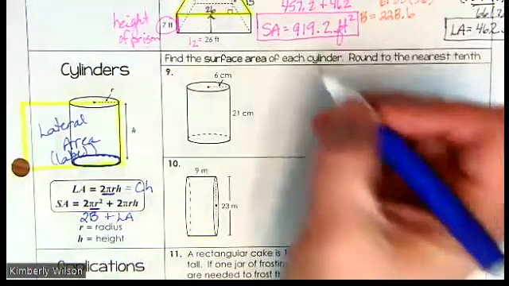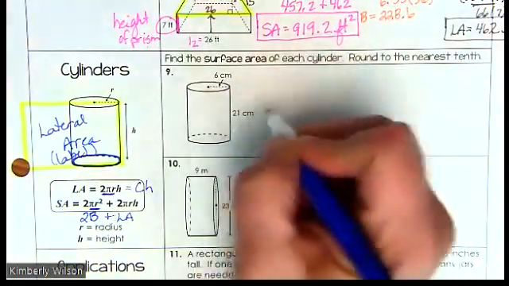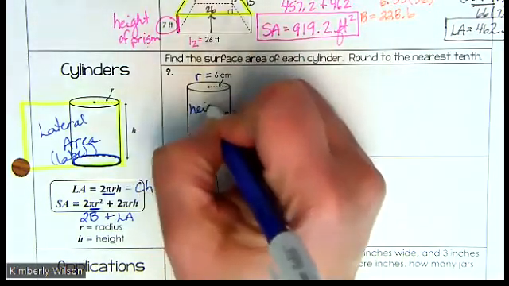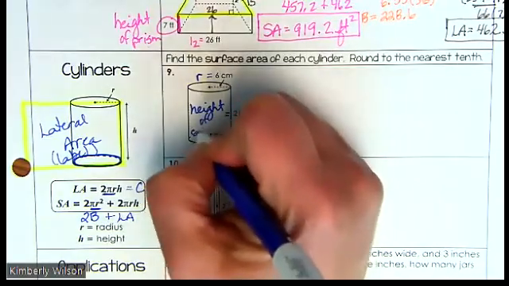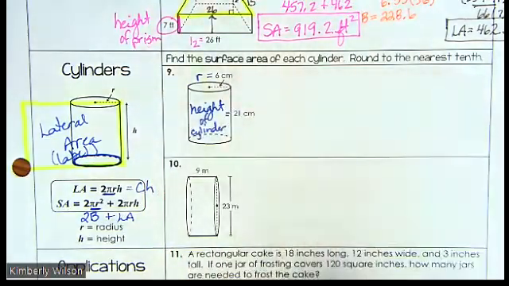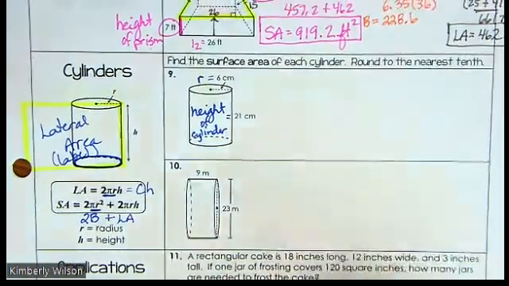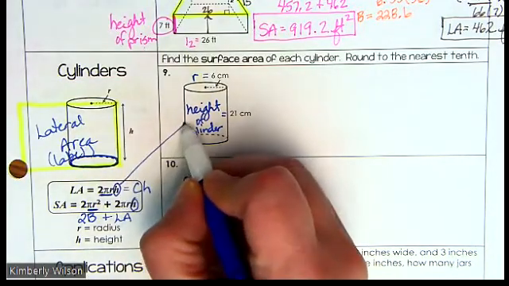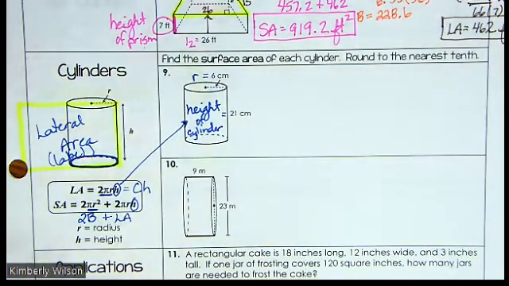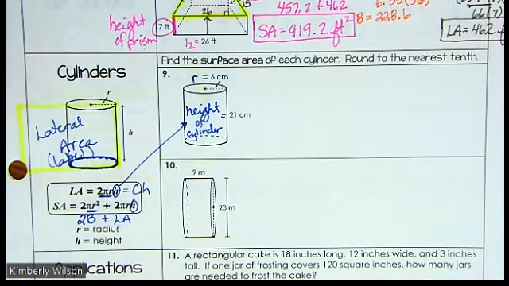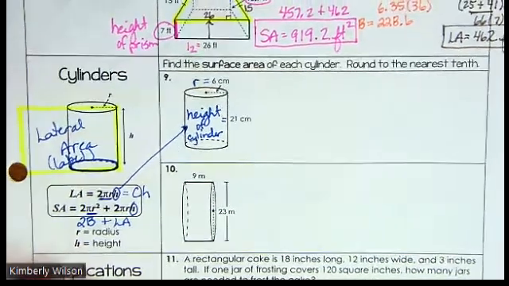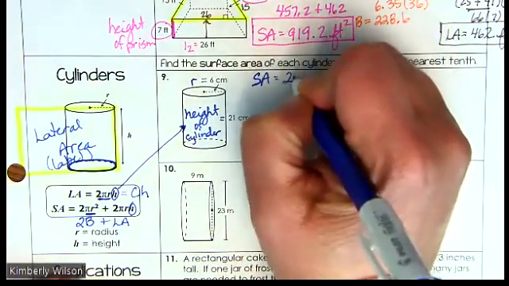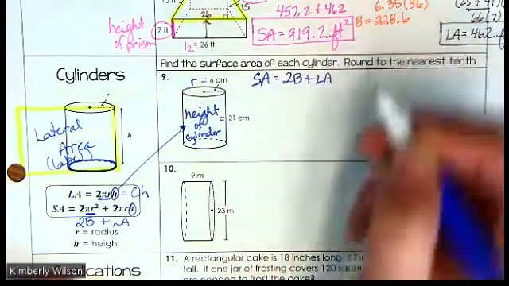First things first, label our information. This is the radius. This is the height of the cylinder, which is this H right here. That represents the height of the cylinder, the H in this formula. There's not more than one H because there's not a height for a circle. All right, so here we go. We have our formula. Surface area equals 2B plus the lateral area.